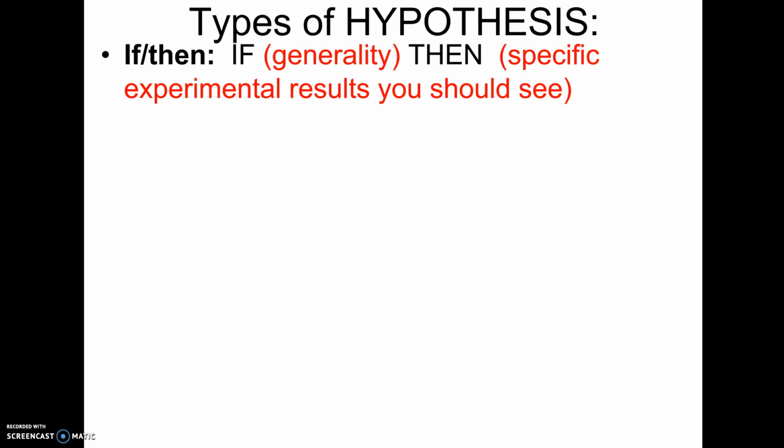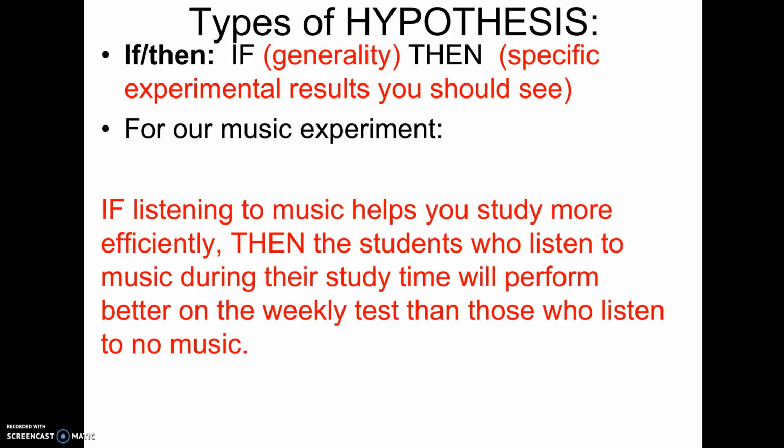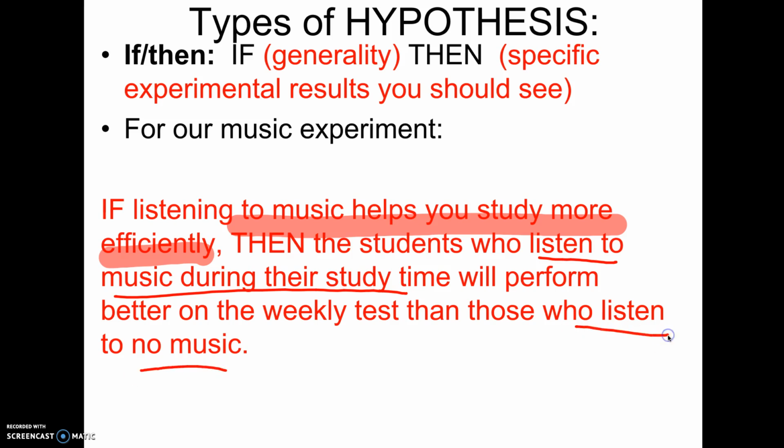Keep that in mind. A good hypothesis would look like this. It doesn't have to be exactly this, but notice what I have here. If listening to music helps you study more efficiently. Here's our if: listening to music helps you study. That's basically our whole hypothesis. The whole point of the then part is that it tells me what your experiment is going to be. How are you going to know listening to music helps you study? Here's our experiment, and I can clearly see it here. You're going to have a group that listens to music during their study time, another group that doesn't listen to music, and we're going to see who performs better on the weekly test.